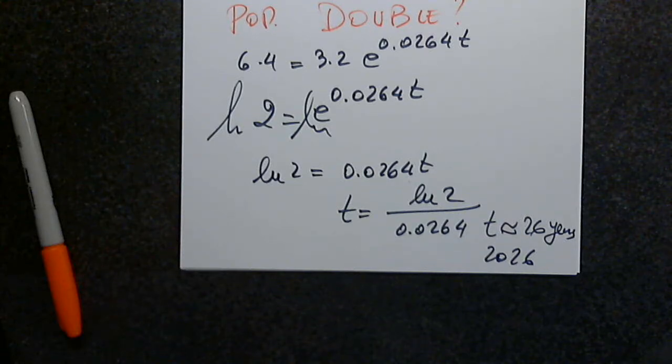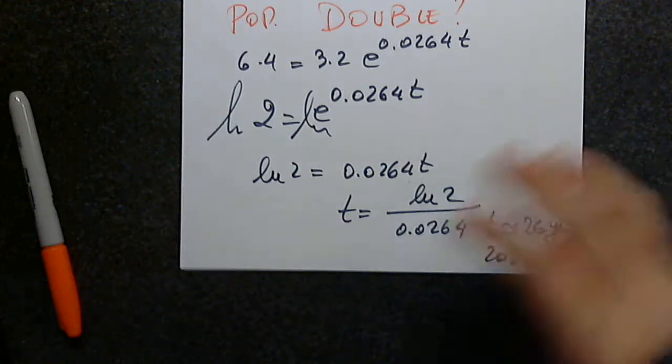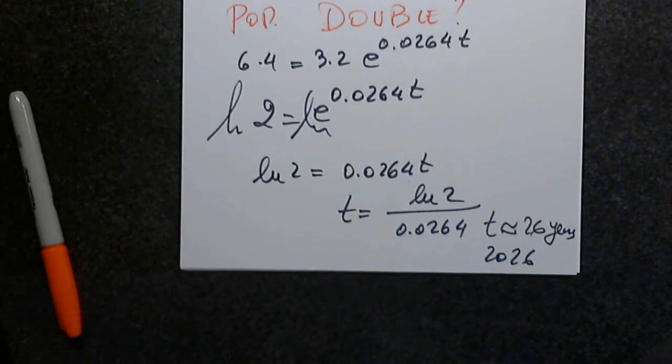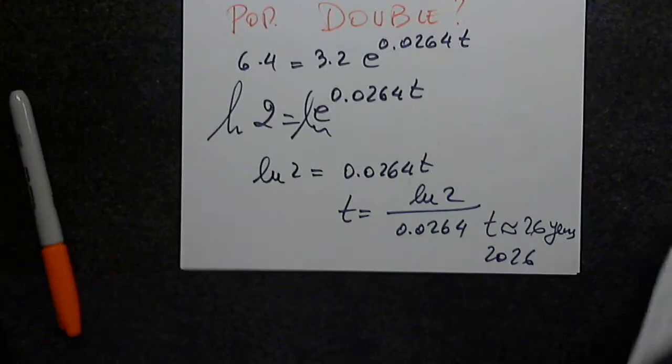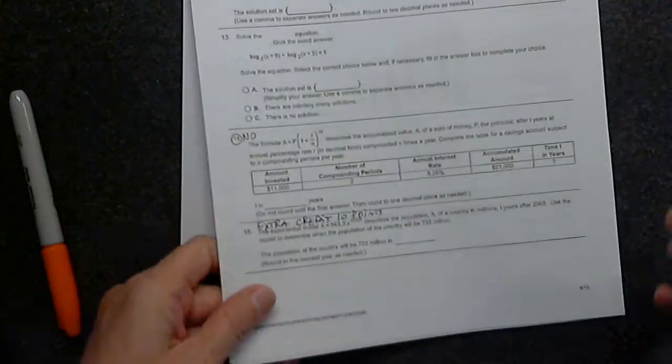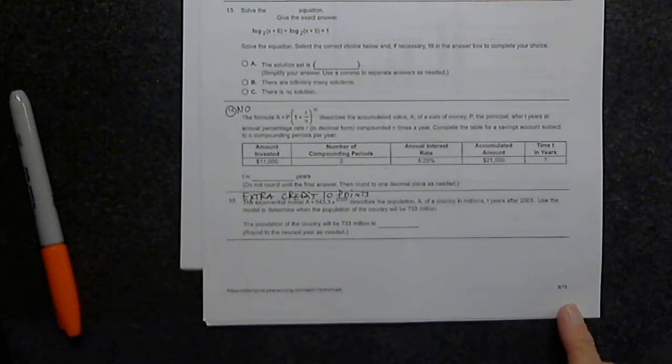Okay, any questions on the exponential growth model? We'll have more problems. Why not? Let's take a look at this. Since we are here, page 6 out of 13, if we're going to do the extra credit. The extra credit, yeah. Why not?